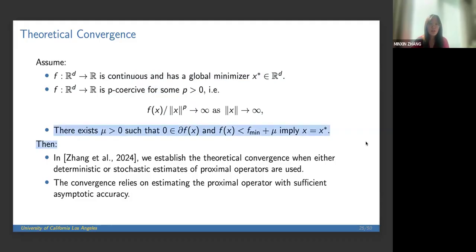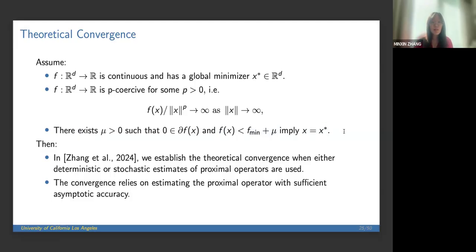The last assumption is less common, but still very mild. It says that there should exist a positive mu such that if x is a stationary point of f and the function value at x is less than the minimum of f plus this small mu, then these two conditions together imply that x is actually x star. If you think about it, this assumption is merely to exclude cases where the function is extremely oscillating around x star, which rarely happens in practice.